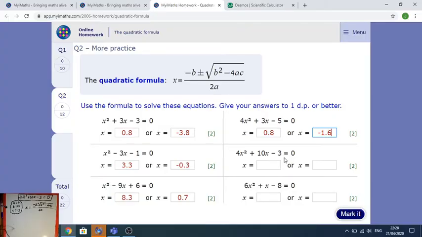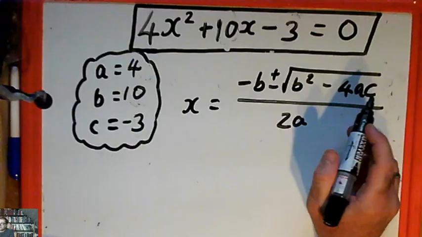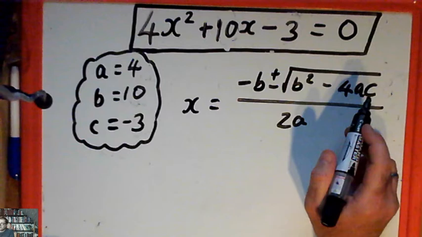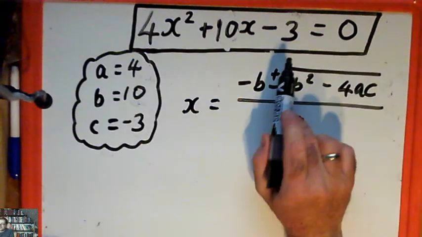And here we are on my whiteboard. So 4x squared plus 10x minus 3 equals 0. We've got 4x squared, so a equals 4. We've got 10x, so b equals 10. And we've got minus 3 on the end, so c equals minus 3. I'm going to stick all of those numbers into my formula. X equals minus b plus or minus square root b squared minus 4ac all over 2a.